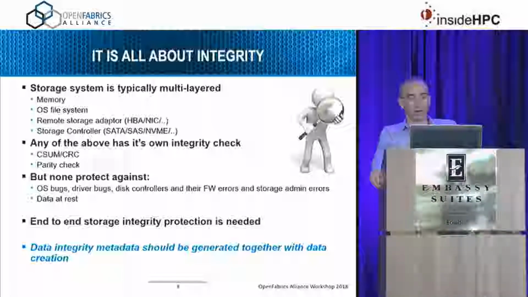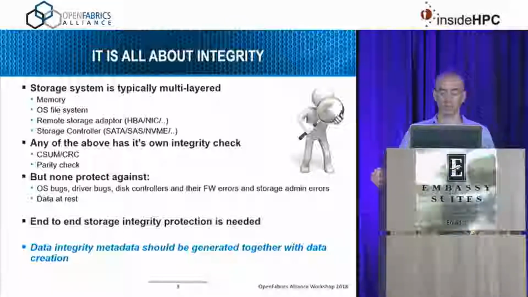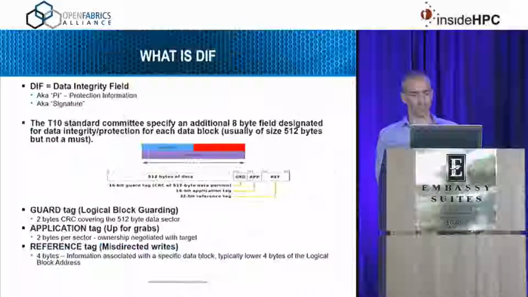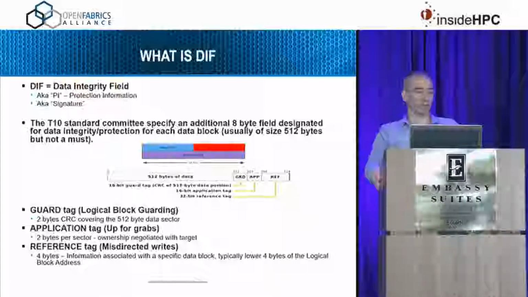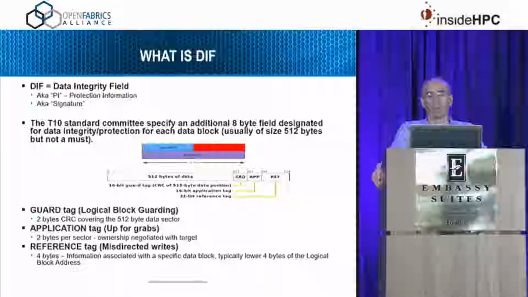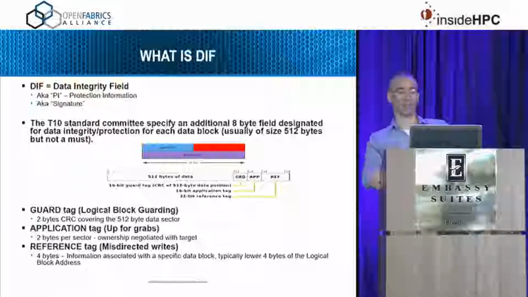And the signature or the protection needs to come with the data. If it originates from memory, it has to be in the memory. If it originates from the storage, it has to be saved on the storage. So what they came up with, the DIF, the data integrity field, is basically an 8-byte integrity signature field that is added to any storage block.